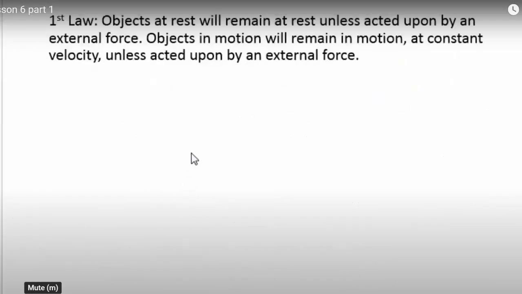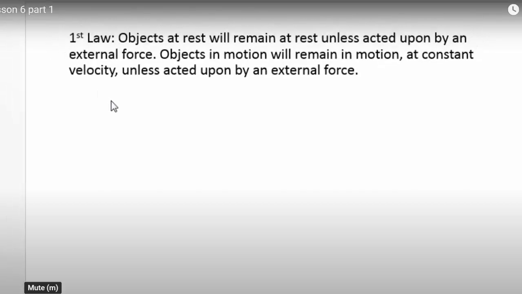Newton's first law states that objects at rest will remain at rest unless acted upon by an external force, and this is something we are familiar with. In our lives, we see that objects do not move unless a net force is applied on those objects. The second part of Newton's first law states that objects in motion will remain in motion at constant velocity. We learned in lesson number 4 the meaning of constant velocity. Constant velocity means that both the speed and the direction have to be constant.